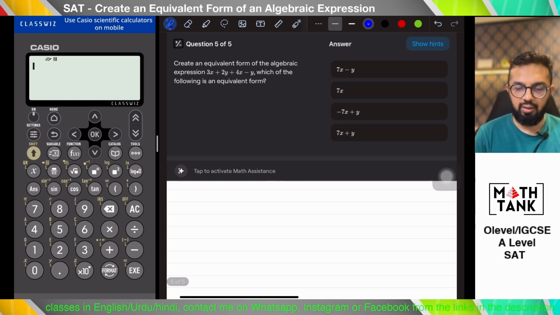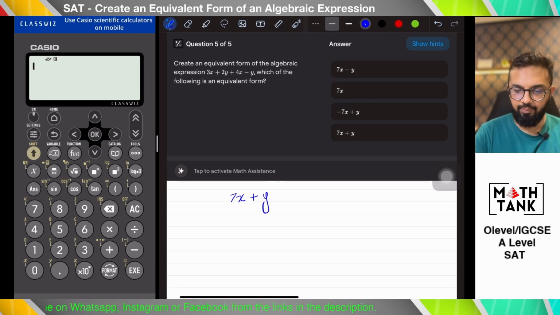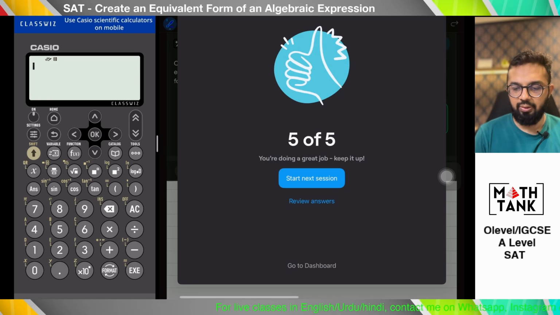Moving on to the next one, it says create an equivalent form of the algebraic expression 3x plus 2y plus 4x minus y. Which of the following is an equivalent form? So 7x plus y. That should be the right answer. I think there'll be more easy questions as we go on.